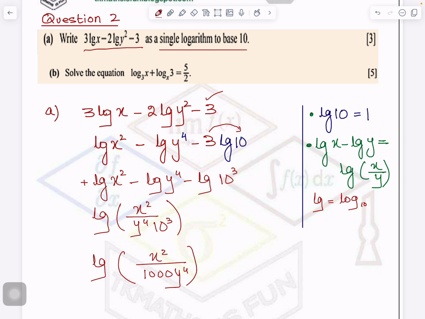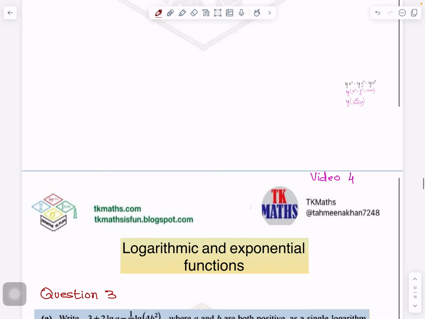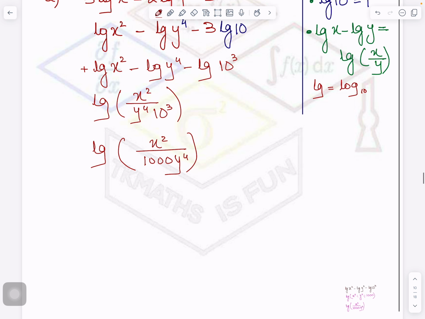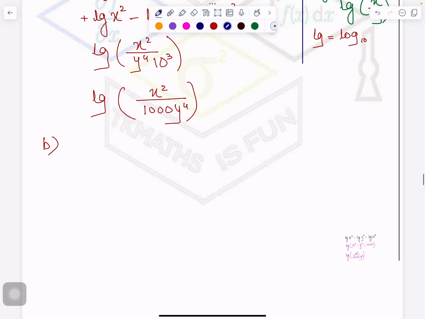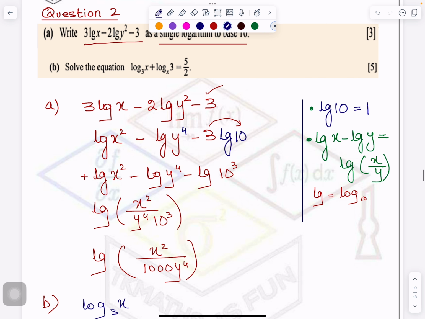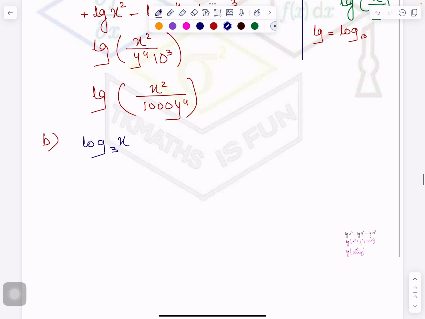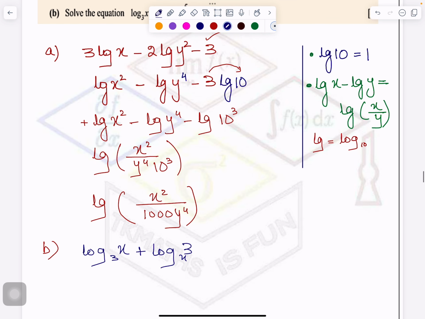Let's solve part B of it. Oh, part B is here. I have to solve. Okay, so part B is log x base 3 plus log 3 base x equals 5/2.